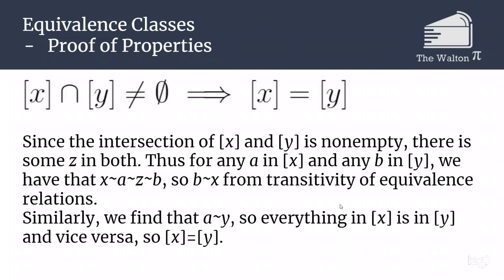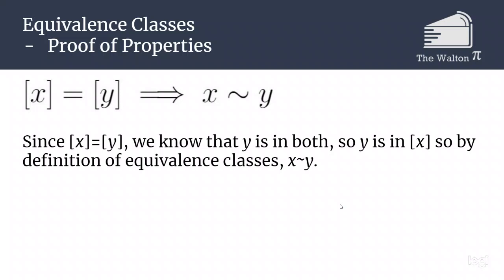Because everything in the equivalence class of x is in the equivalence class of y, and everything in the equivalence class of y is in the equivalence class of x, the two equivalence classes must be equal. Our last part of the proof is to show that if the equivalence classes are equal, then x relates to y. This one is the simplest of the three. Because the equivalence class of x is equal to the equivalence class of y, we know that y must be in both the equivalence class of x and the equivalence class of y. So, since y is in the equivalence class of x, by the definition of equivalence classes, x must relate to y.